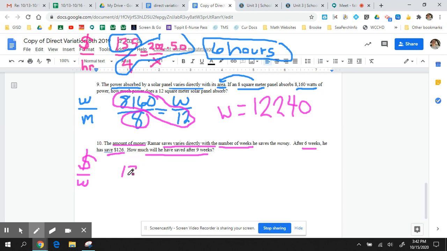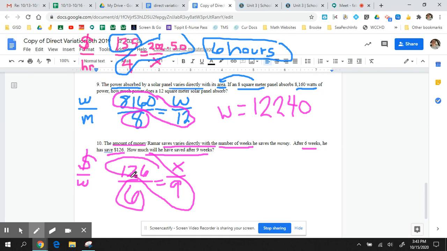So it's 126 on the top for the 6 weeks that he saved. And it says, how much will he have saved? So that is what we're looking for after 9 weeks. We're going to multiply and then divide. 126 times 9, divide by 6. Money-wise, for your answer, you will have, did you get my answer? 189.